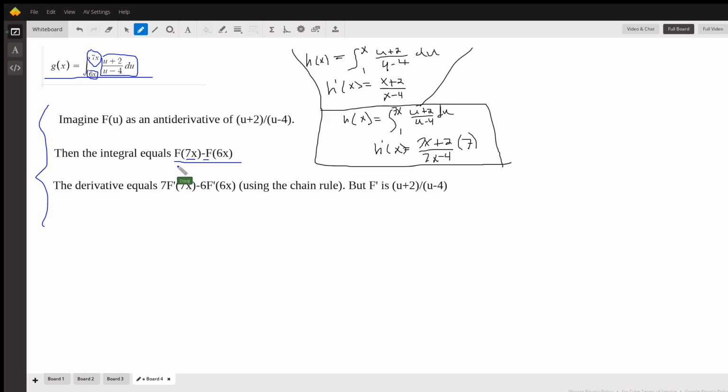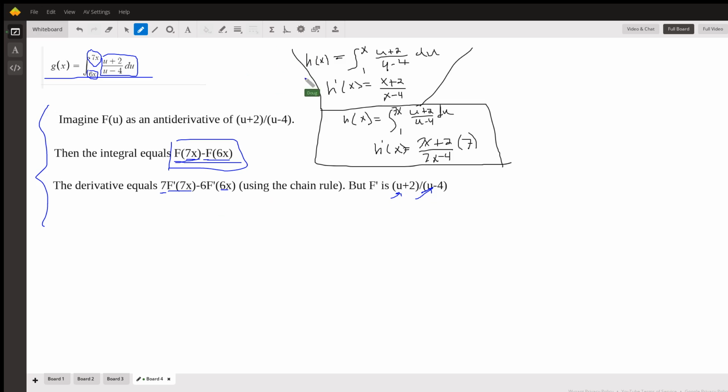But now if we take the derivative of this, we're taking the derivative of big F of 7x. That means when we take the derivative of that term right there, we have to multiply it by 7. We're using the chain rule. And same for this. The derivative of F of 6x is 6 times f prime of 6x. But f prime is just (u + 2)/(u - 4). So we can replace this with 7x here, and minus 6x there, 6x there.